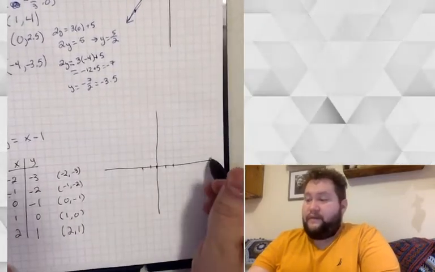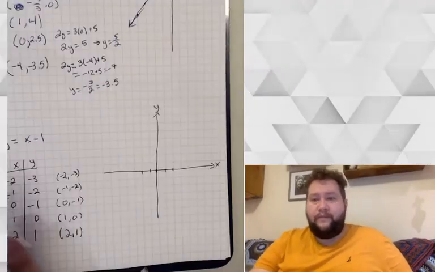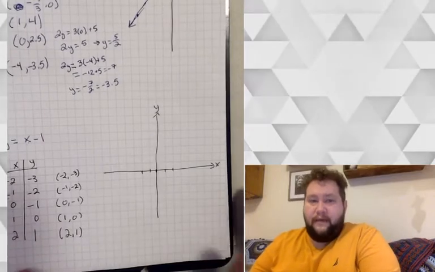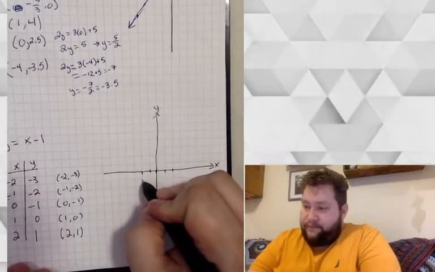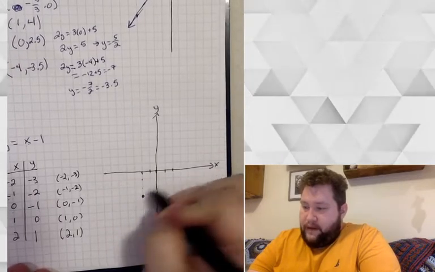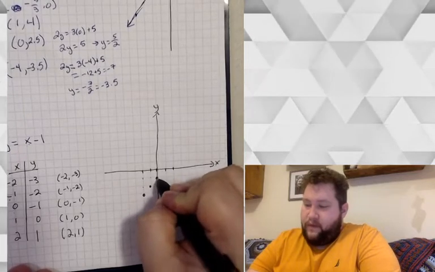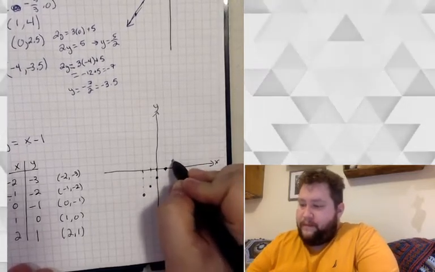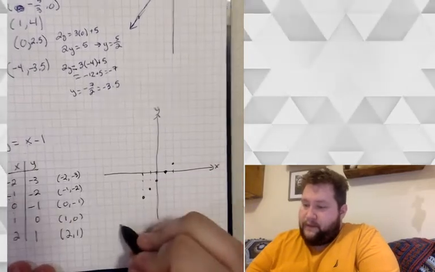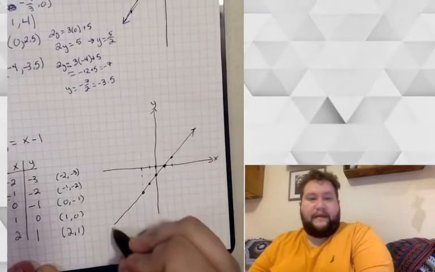Remember, this is our x, and this is our y. So to plot those 5 ordered pairs, we have (-2, -3), (-1, -2), (0, -1), (1, 0), and (2, 1). And we can go ahead and connect all of those points. And we get something like that.